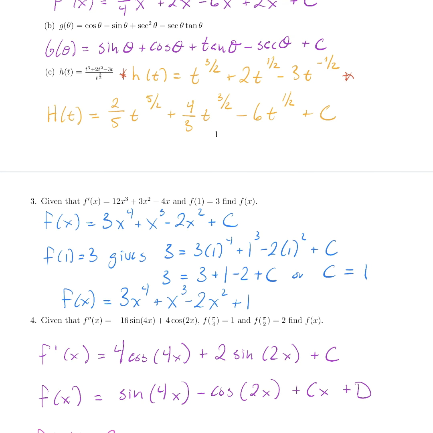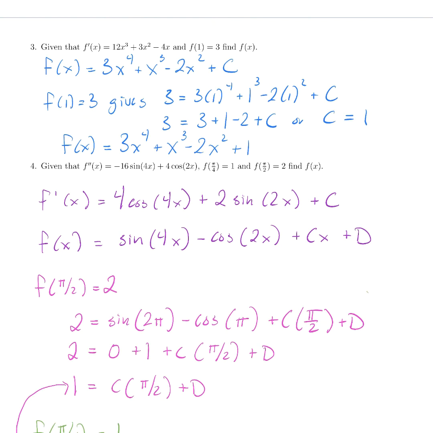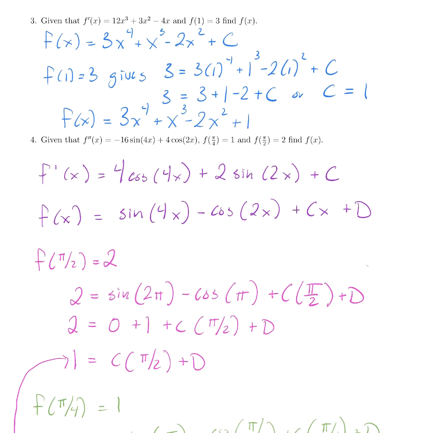All right, 3 and 4 ask you to work backwards to actually find a function with some given information. So this first function is given that f prime is 12x cubed plus 3x squared minus 4x, and f of 1 is equal to 3. Find f. Okay, so we can step backwards to f. The antiderivative of 12x cubed is 3x to the fourth. Antiderivative of 3x squared is x cubed, and the antiderivative of negative 4x is negative 2x squared.